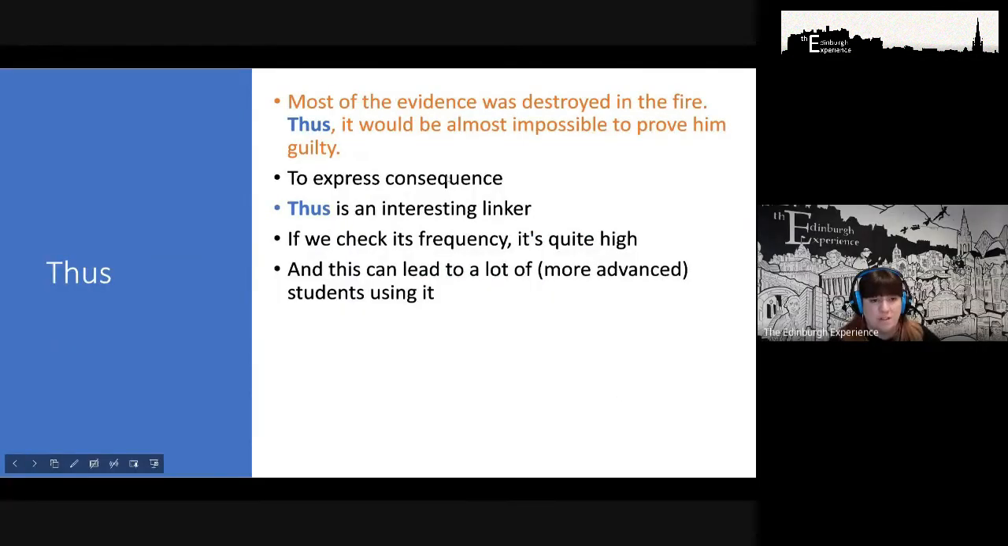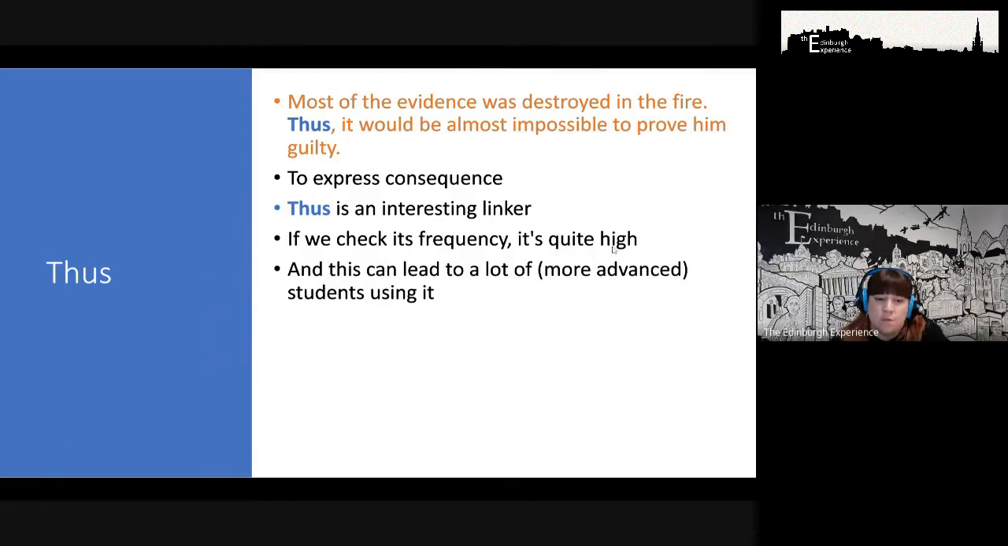Right, now we're going to look at this word thus here, guys. So there's your example. I wanted to spend some time with this because it tends to get misused quite a lot, right? So most of the evidence was destroyed in the fire, thus it would be almost impossible to prove him guilty. So we use thus to express a consequence. So you can imagine, instead of saying thus here, you could use the word consequently, okay? Or even so, right?